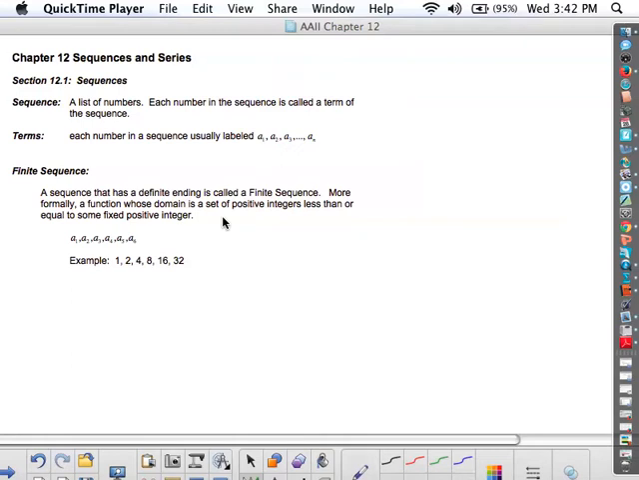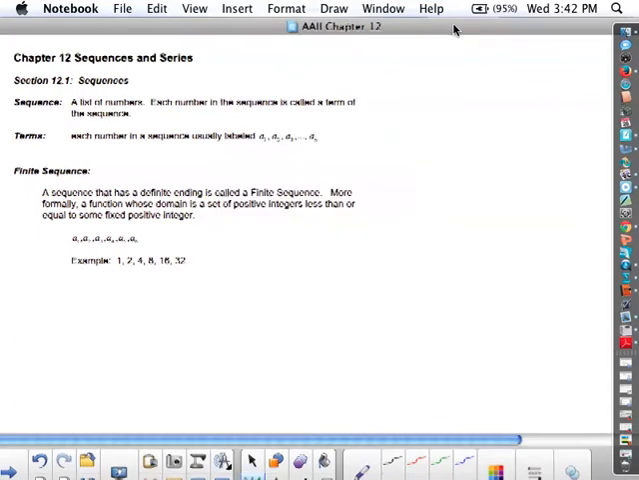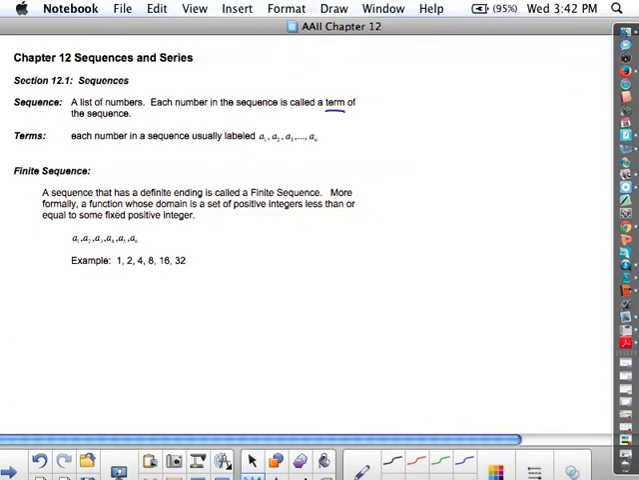Okay, this chapter is on sequences and series. It's the last chapter of the year. A sequence is a list of numbers. Each number in this sequence is called a term of the sequence. Each number in the sequence usually is labeled according to what term it is: a sub 1, a sub 2, a sub 3, etc.